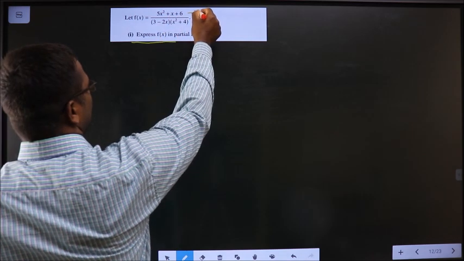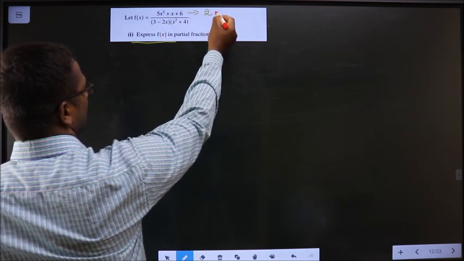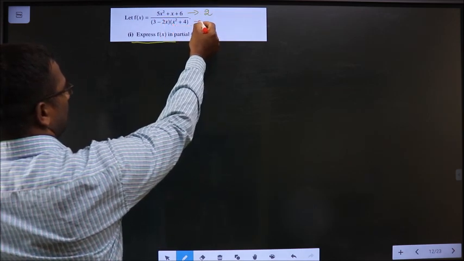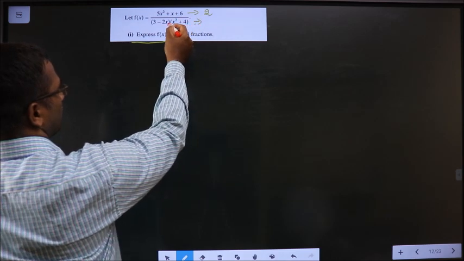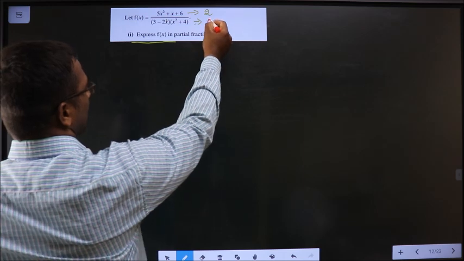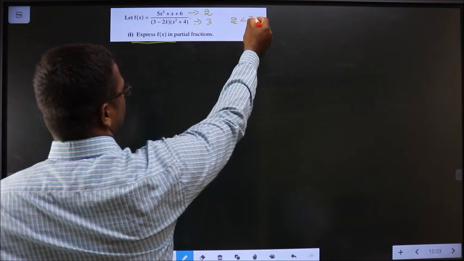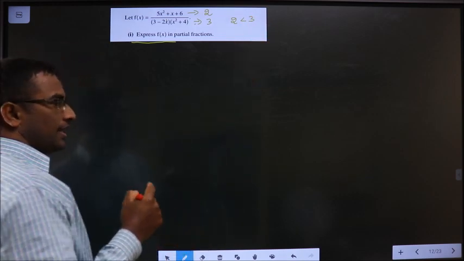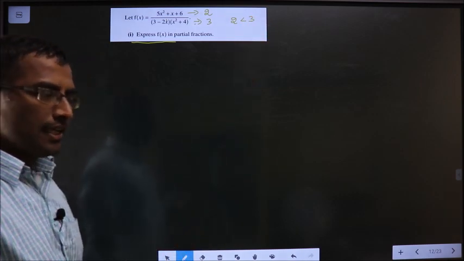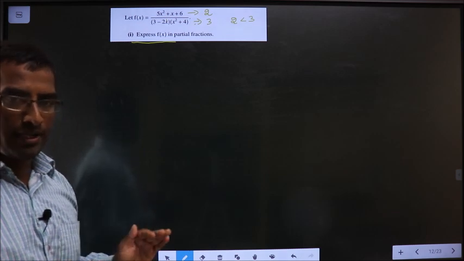Degree of the numerator, that is highest power of x in the numerator, is 2. In the denominator, degree is 2 here and x power 1 in this bracket. Add both, so 2 plus 1 is 3. So 2 is less than 3. Degree of numerator is less than degree of denominator, thus it is a proper fraction. Clear? Next.